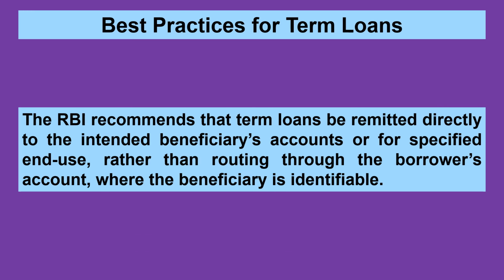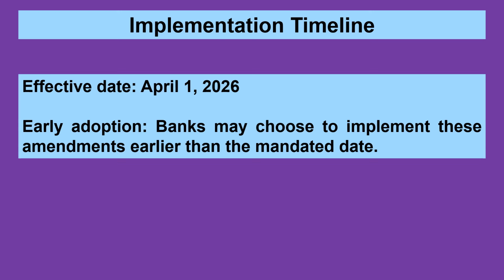Best practices for term loans. The RBI recommends that term loans be remitted directly to the intended beneficiaries' accounts or for specified end use rather than routing through the borrower's account where the beneficiary is identifiable. Implementation timeline, effective date April 1st, 2026. Early adoption, banks may choose to implement these amendments earlier than the mandated date.